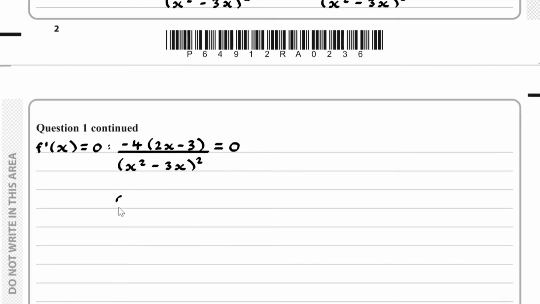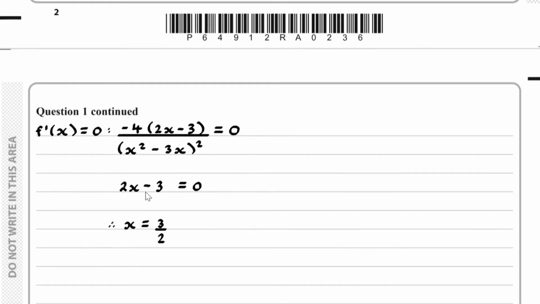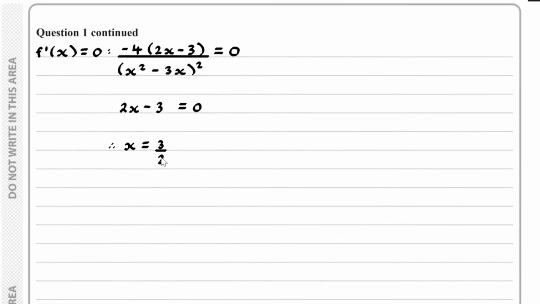So we have 2x subtract 3 equaling 0, and from this we can see x is equal to 3 over 2. So the x coordinate of the turning point is equal to 3 over 2. From this we can find out what the corresponding y coordinate is. We can do that by substituting x equals 3 over 2 back into f of x.